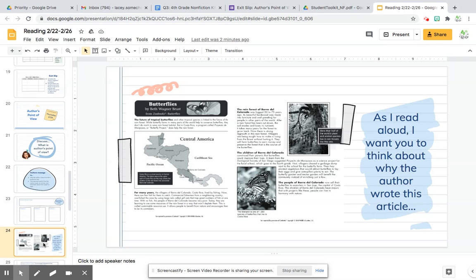Butterflies by Beth Wagner Bruce. The future of tropical butterflies and other tropical species is linked to the future of the rainforest. While butterfly farms in many parts of the world help to conserve butterflies, they don't do much to save rainforest habitat. But in Costa Rica, a program called Proyecto de Mariposas, or Butterfly Project, does help the rainforest.